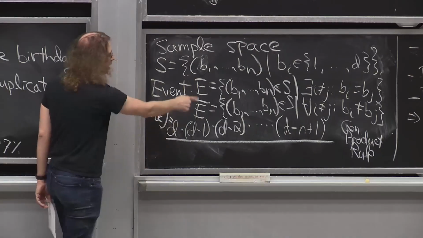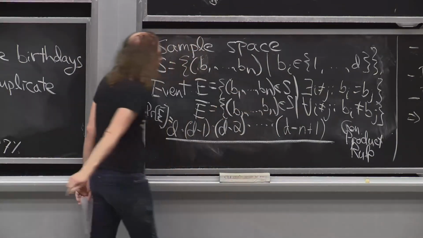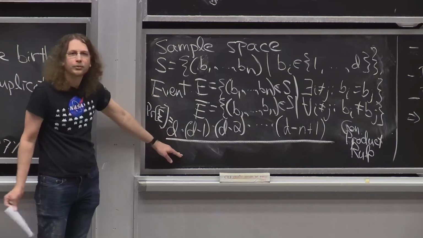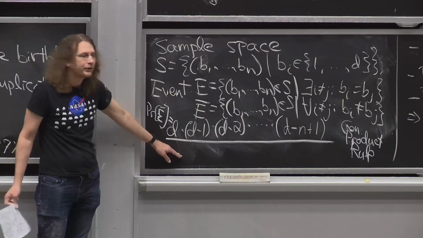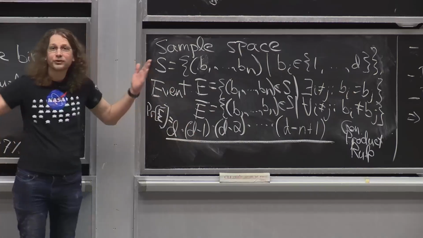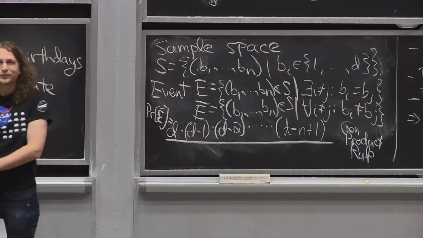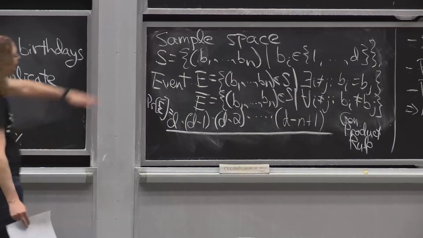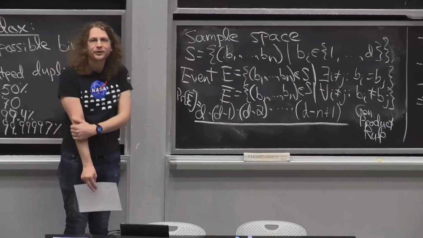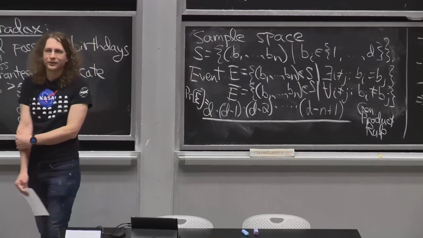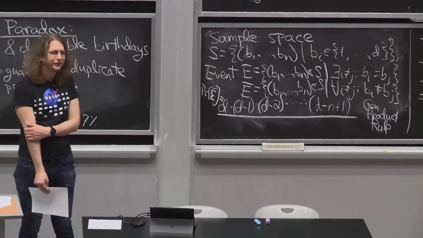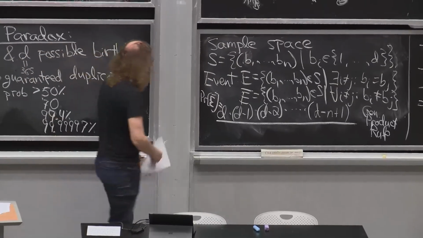The probability of getting no duplicate birthdays is the number of ways to get no duplicate birthdays divided by the number of different ways to get birthdays, period. And that is just, this is the non-generalized product rule. What is the size of S here? Yeah, d to the n, thank you.